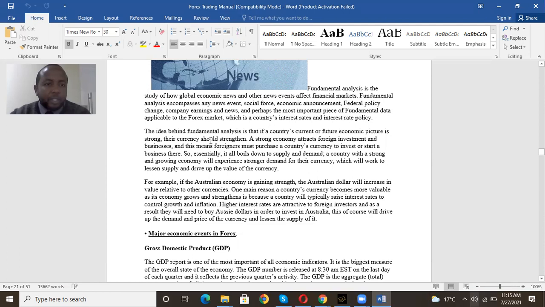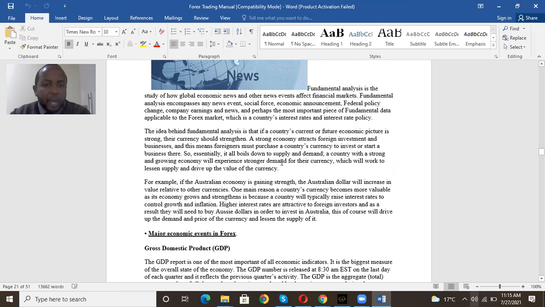For example, in our country, if we get more of the jobs that were lost last year after COVID hit, if we get more employment, if we get more companies performing better in terms of earnings, sales, and the rest, that will mean that the currency will strengthen. A strong economy will always attract foreign investment and businesses. This means foreigners may purchase a country's currency to invest or start a business. Essentially it will boil down to supply and demand. I've told you I was touching on supply and demand.